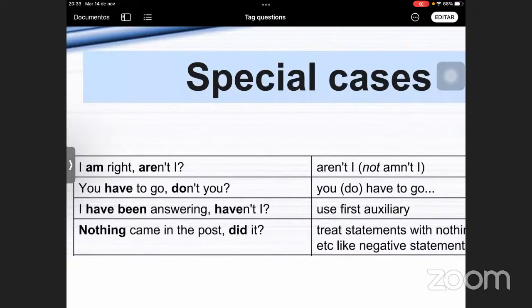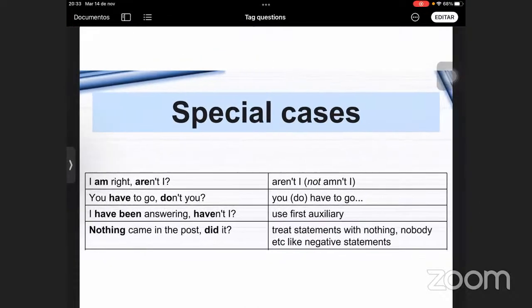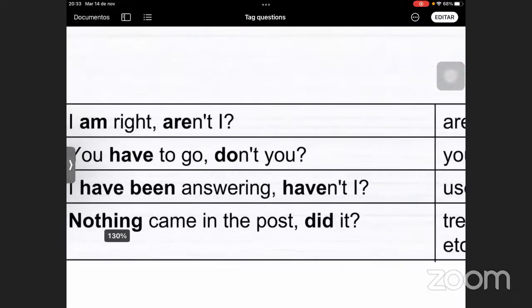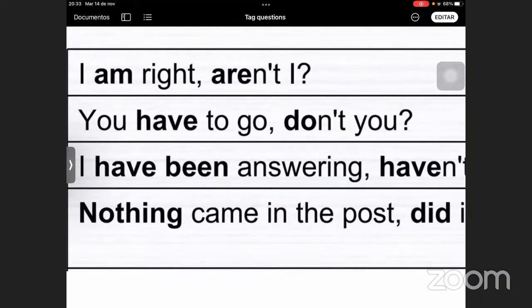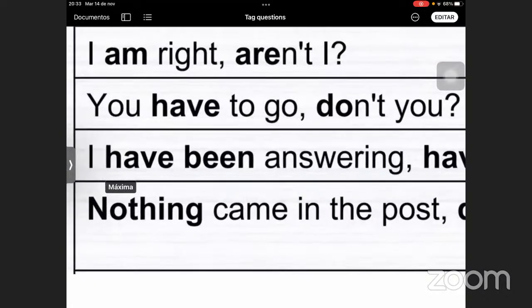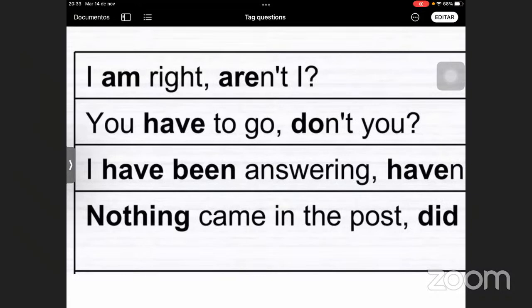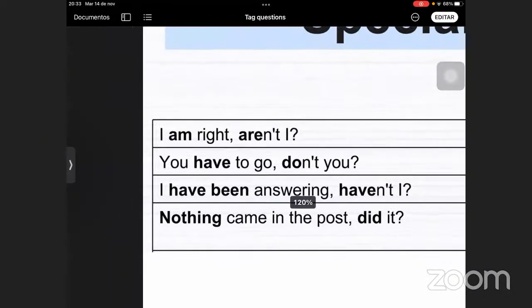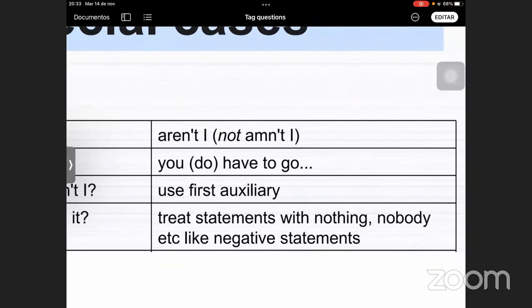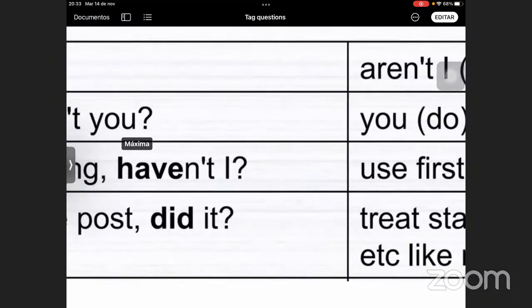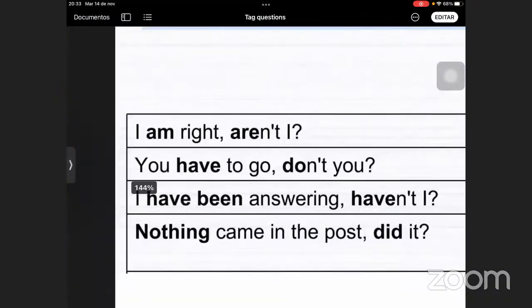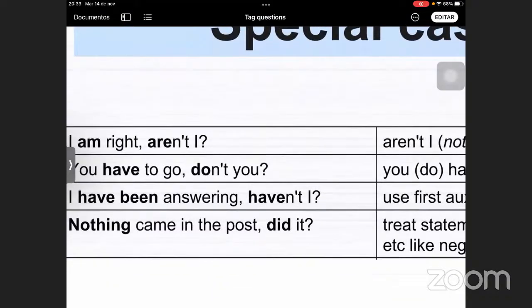Nothing came in the post, didn't it? Okay, in this case, guys, when you have these kinds of words like everybody, nothing, etc., you do it as if it was "it," okay? Because we don't have a personal pronoun over there.